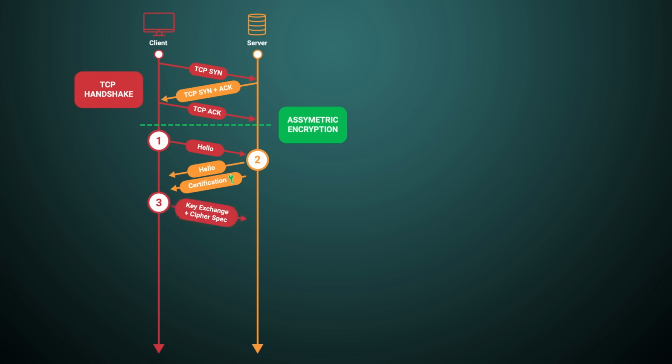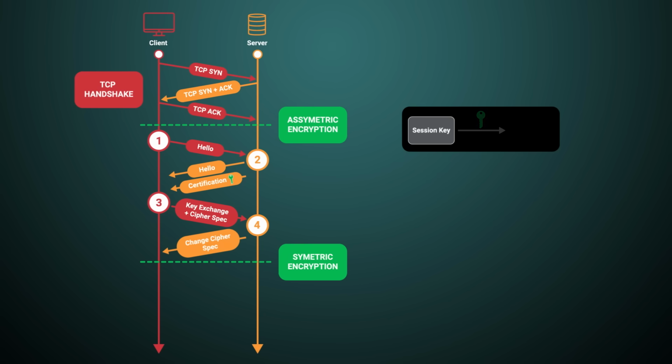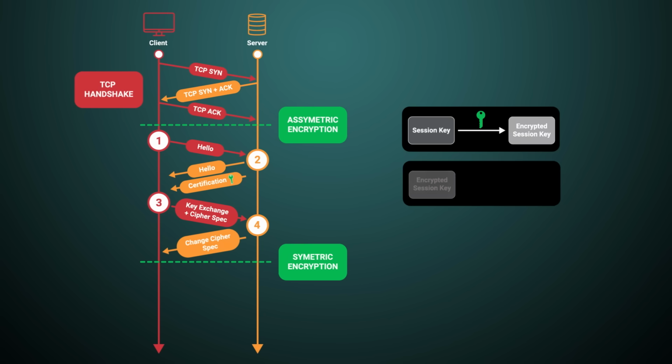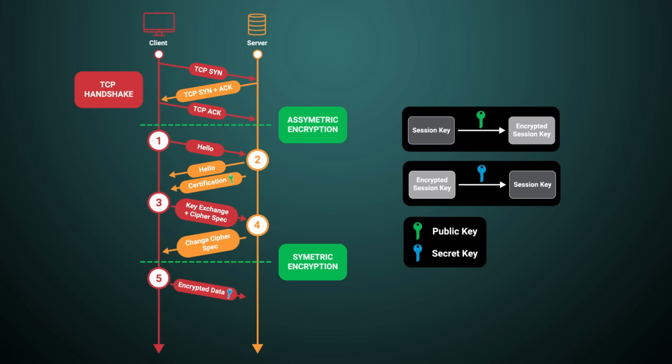From here, the process will vary depending on the chosen encryption algorithm, but suffice it to say that the client generates a symmetric encryption key known as the session key. Then the session key is encrypted using the public key from the previous step and is sent to the server. The communication from there on out is symmetrically encrypted using the session key.